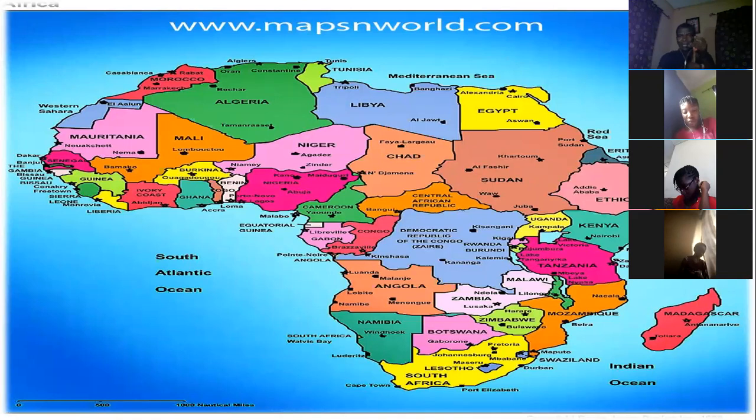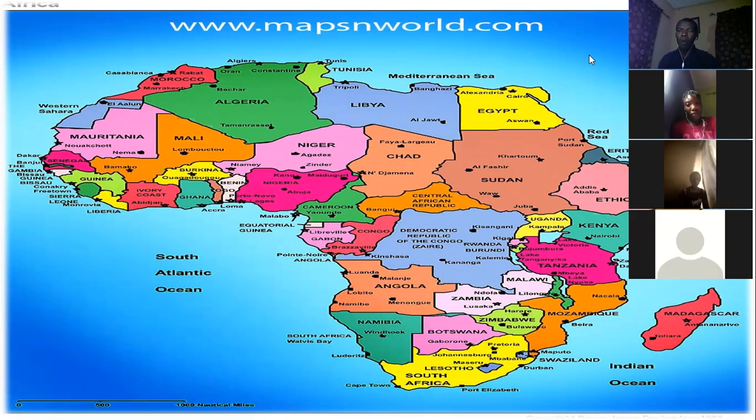The state, we have some group of people. That's what I mean by organized body of people. And the people will occupy a particular area. I'm going to analyze that based on the African map I have here. They will organize a particular area, and that is the definite territory. And in that definite territory they have occupied, there must be what we call government.